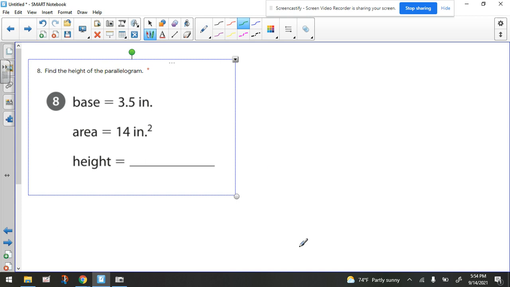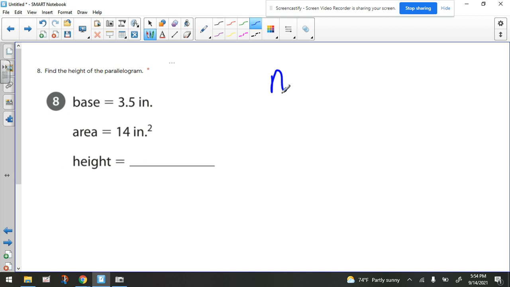Now there's another one that's very similar. It's number 8. It's another one where you have to find the missing dimension. The formula again is area equals base times height. We know the area, the area is here, so this value needs to go underneath the A. The 14 goes underneath the A because it's the area. The base, they're telling us, is 3 5/10. And the height is unknown, so let's write an H.